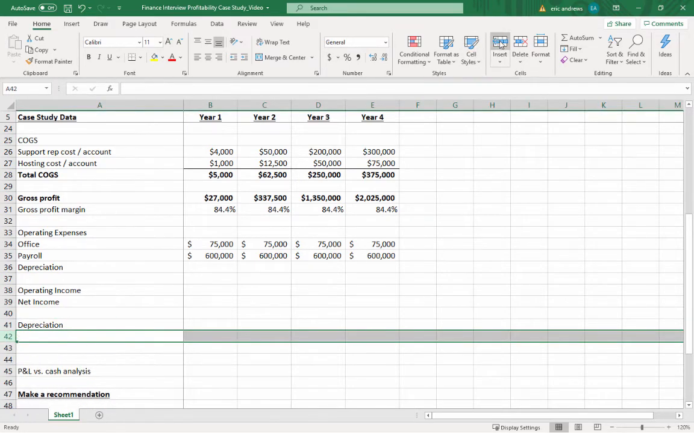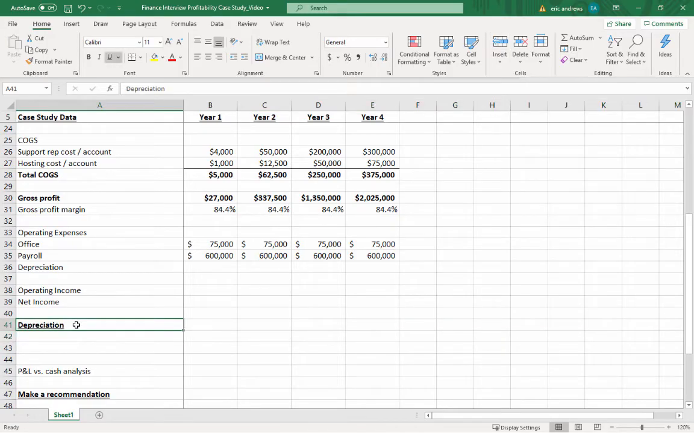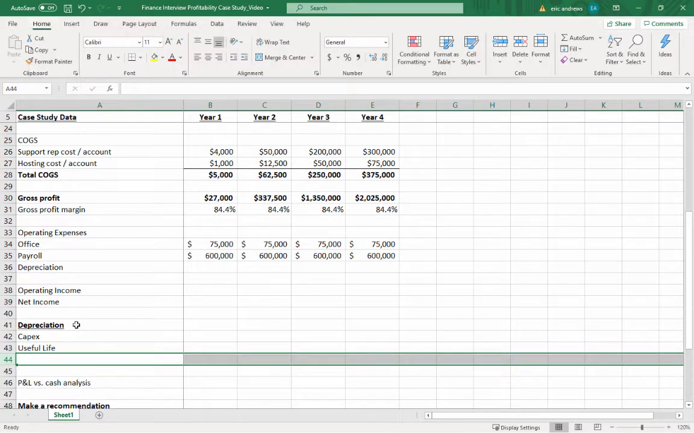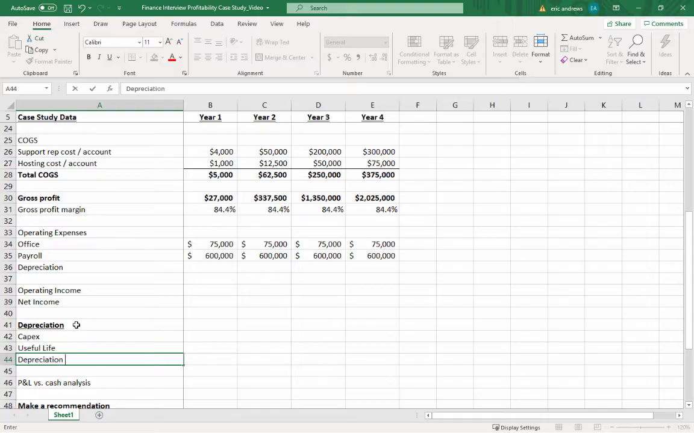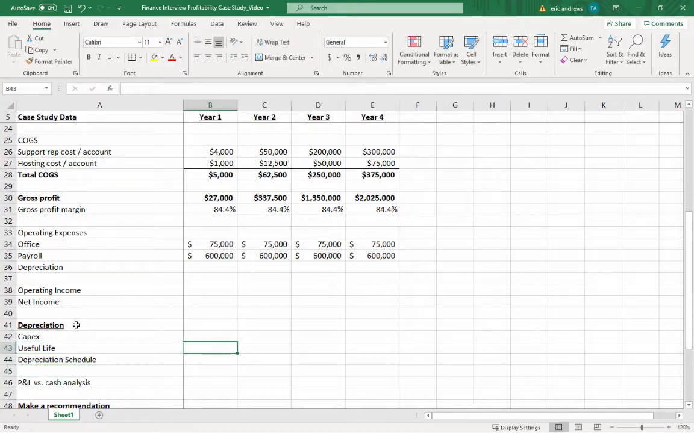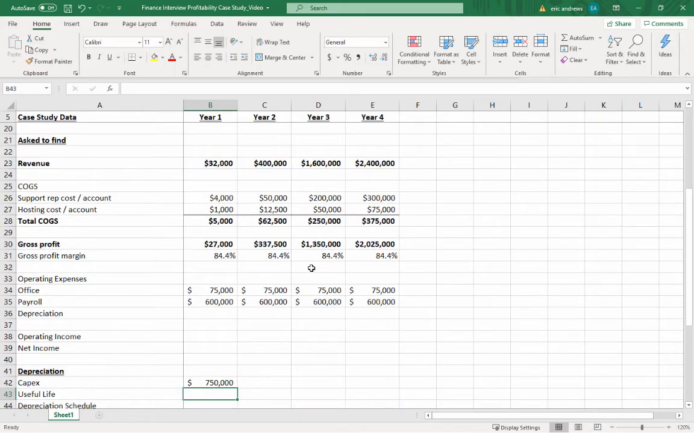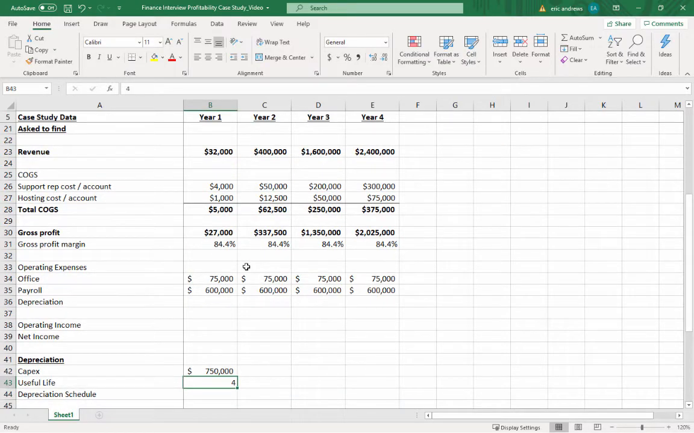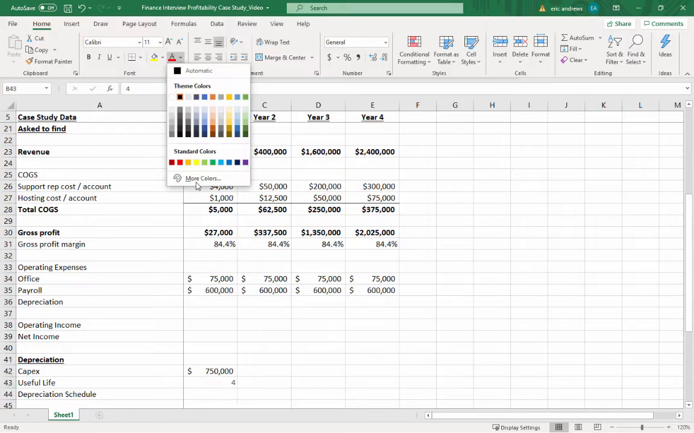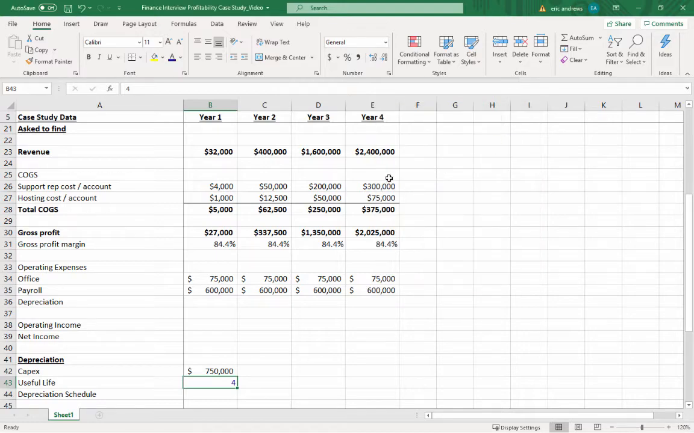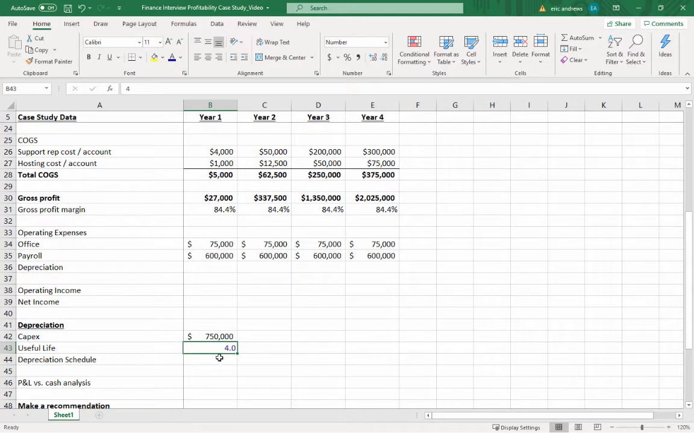So let's take a look here. Depreciation, and I'll put a little underline bold. So we have our CAPEX, useful life, and this is just a little depreciation schedule. Very simple. We take our initial investment, $750,000, and useful life, I'm going to say it's 4 years. And I like to put assumptions always in a nice dark blue. That's kind of a good rule in business to always do that.